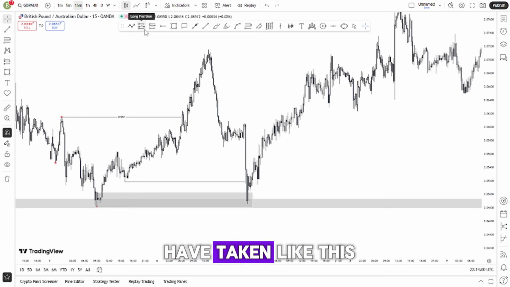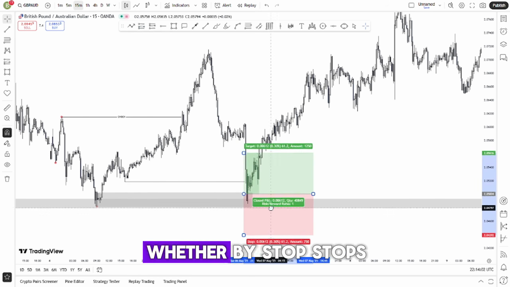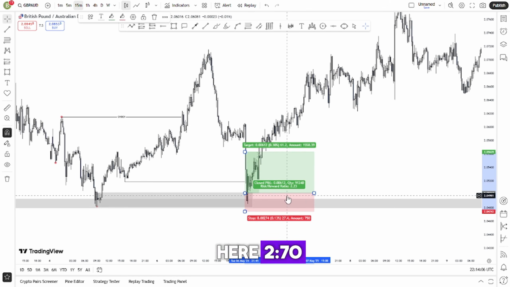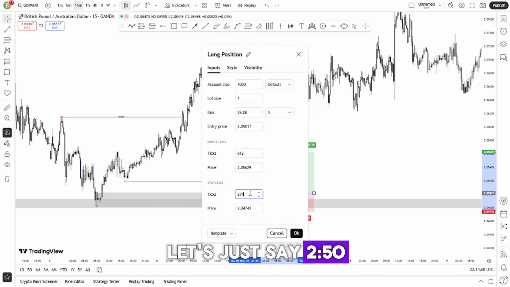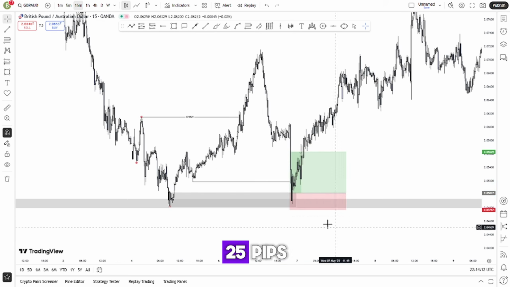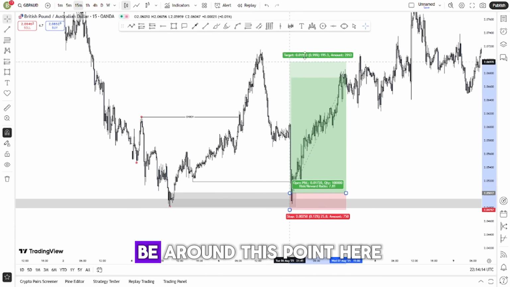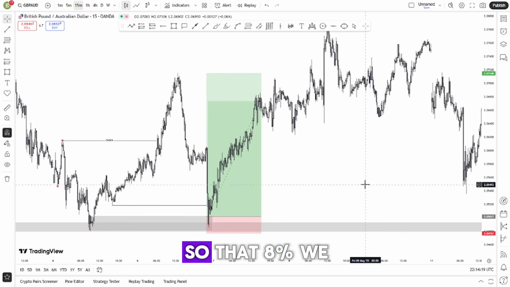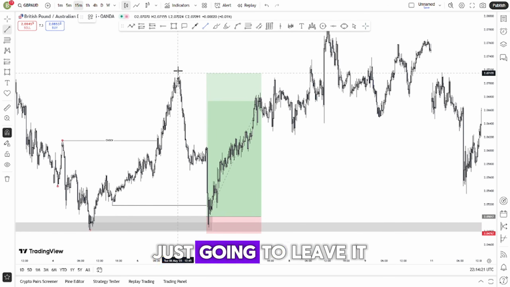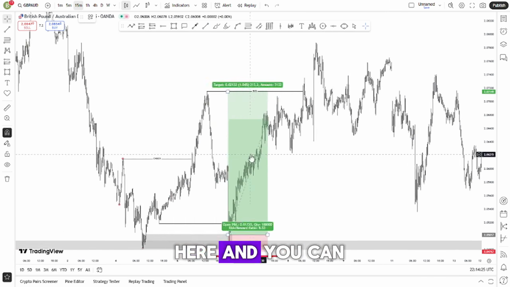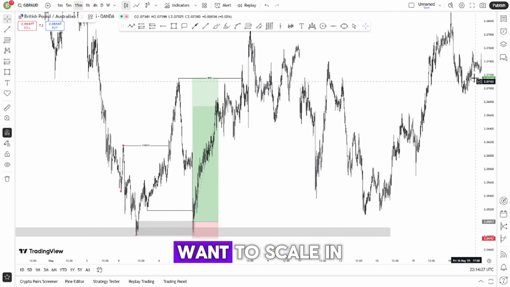So if you had taken this trade here, where you buy with stops just below this area here, let's just say 25 pips for this video, then the target should be around this point here for around 8%, guys. That 8%, we're just going to leave it. Then we have a new break of structure, which is this one here, and you can just scale in. That is, if you want to scale in.